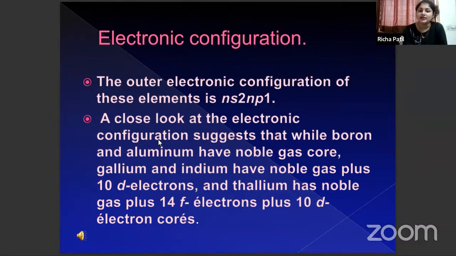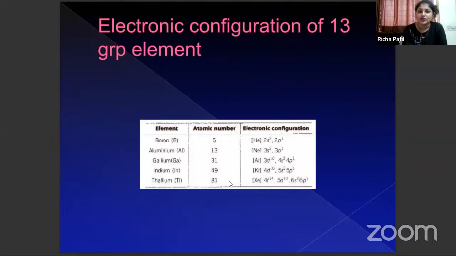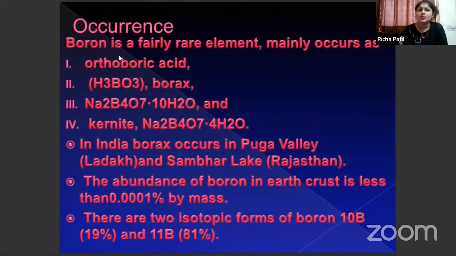As you write the general electronic configuration according to the above principle, these are the electronic configurations of the elements. You can see here, boron, aluminium, gallium, and indium has an inner noble gas core plus 10 d electrons. Thallium has f orbitals with 14 electrons plus 10 electrons from the d orbitals. So this is the general electronic configuration of group 13 elements.